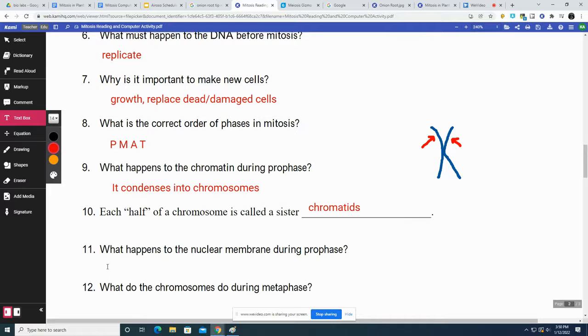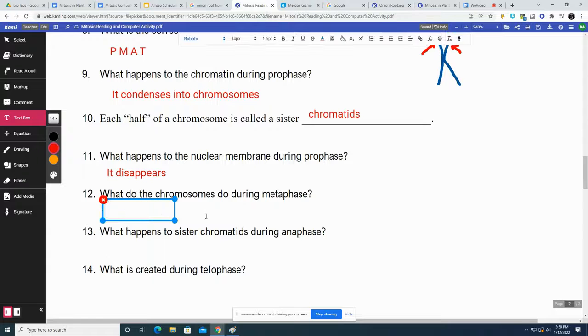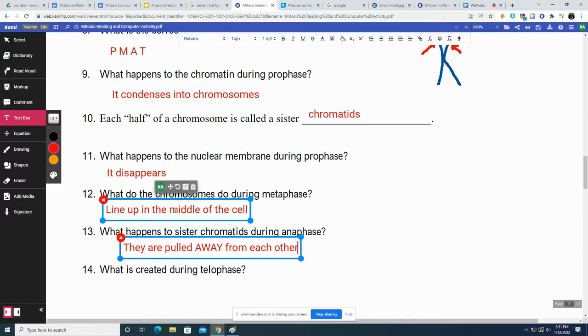What happens to the nuclear membrane during prophase? It disappears. What do the chromosomes do during metaphase? Remember, metaphase middle, metaphase middle. In metaphase, they line up in the middle of the cell. What happens to sister chromatids during anaphase? This is when the chromatids are pulled away from each other. Away starts with an A, so does anaphase. Same with the M, middle. Middle starts with an M, so does metaphase. So metaphase middle, anaphase, they move away.